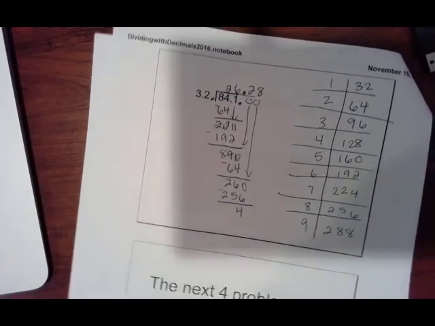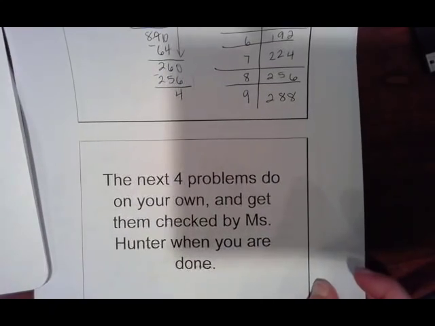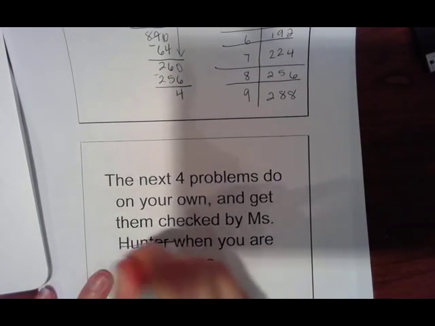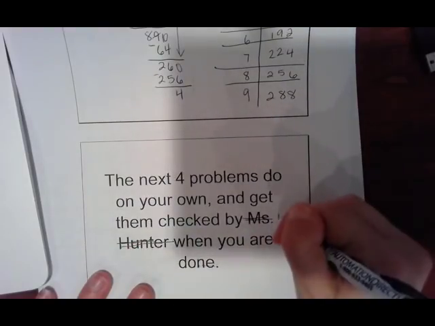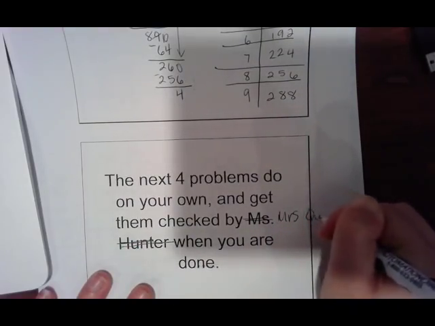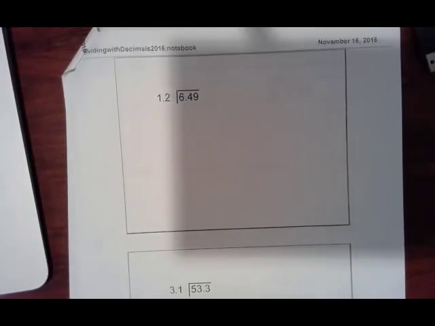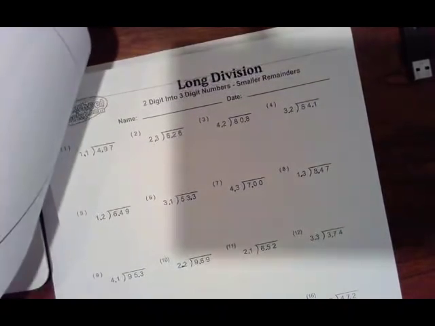This next slide here says the next 4 problems do on your own and get them checked by Miss Hunter. This is outdated. We're going to change that to Mrs. Quinn when you are done. So what I would recommend doing is pausing the video and unpausing it after you do the 4 problems, just to make sure you got them correct. When you have gotten them checked by me, there is some pages on the back for homework that you can start. So yeah, pause the video. When you're done with these next 4 problems, unpause it and see if you got them right.